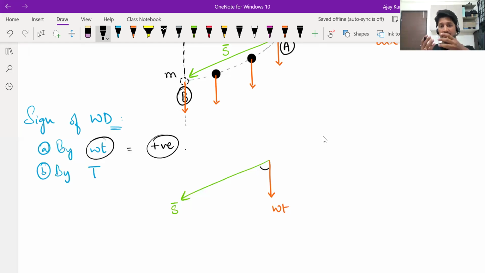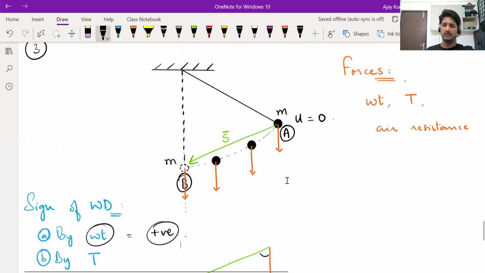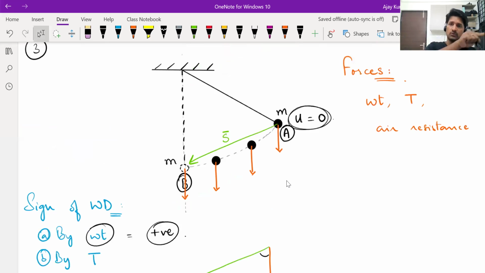In fact, gravity is what gives speed to this ball, no? Initially when we released it, it was at rest, but you know that as it comes down, it gains speed and it crosses over to the other side also. Where is that kinetic energy coming from? From gravity only. So gravity is giving it energy as it comes down. Gravity is doing positive work. Okay, that part is done.